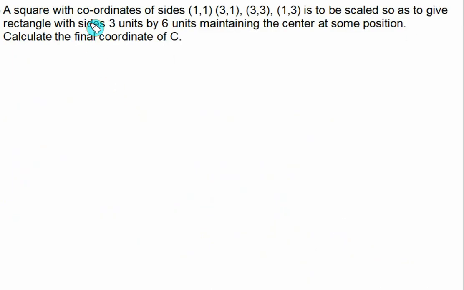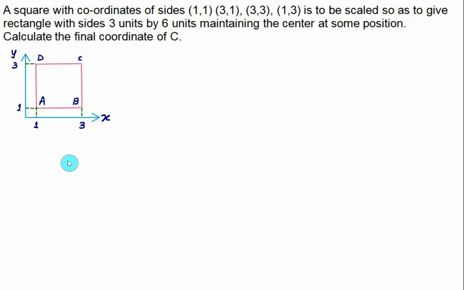A square with coordinates 1, 1, 3, 1, 3, 3, 1, 3 is to be scaled so as to give a rectangle with sides 3 units by 6 units, maintaining the center at the same position. Calculate the final coordinate of the point C. Initially we are given a square ABCD. The coordinate of point A is 1, 1. Point B is 3, 1. Point C is 3, 3. And point D is 1, 3.